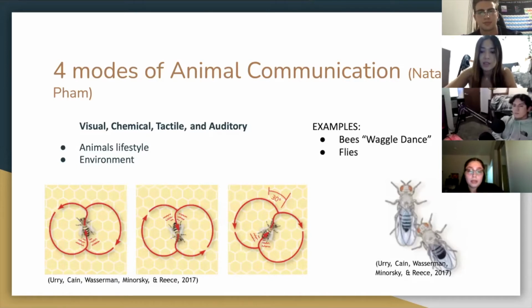And some examples of these I found were bees that use a waggle dance to communicate to other bees the distance and direction of a food source or nectar. And flies can use this as well. An example could be one fly using their vision to see the encounter of another, and chemical by the chemical hormones or scent they give off. And tactile could be how they're touching in the image right there. And auditory, a lot of flies can use a vibration of their wing to create a song for one another.